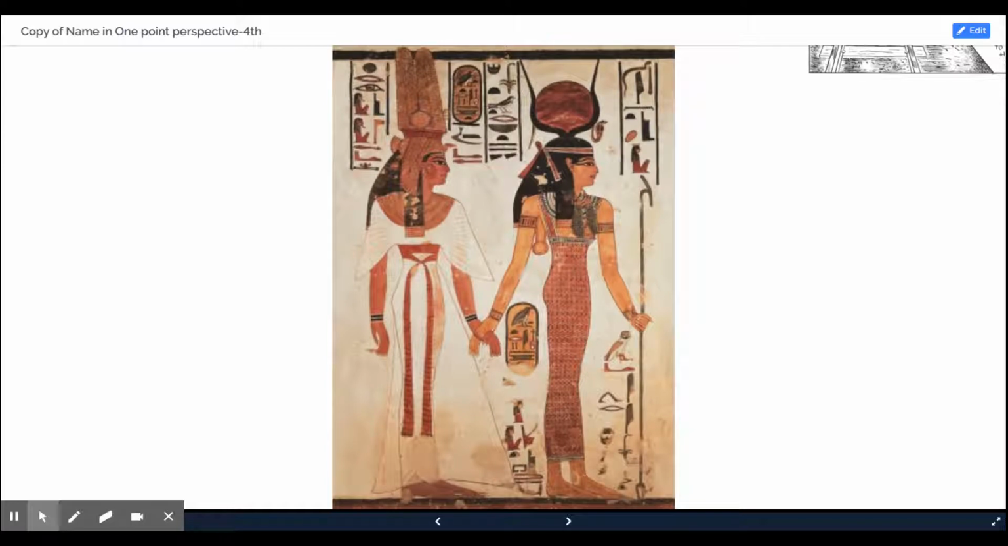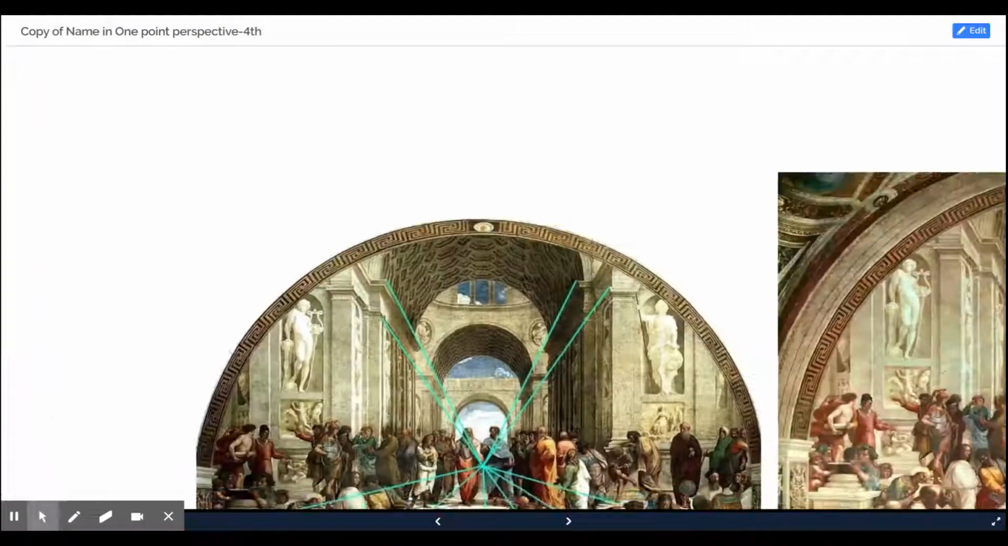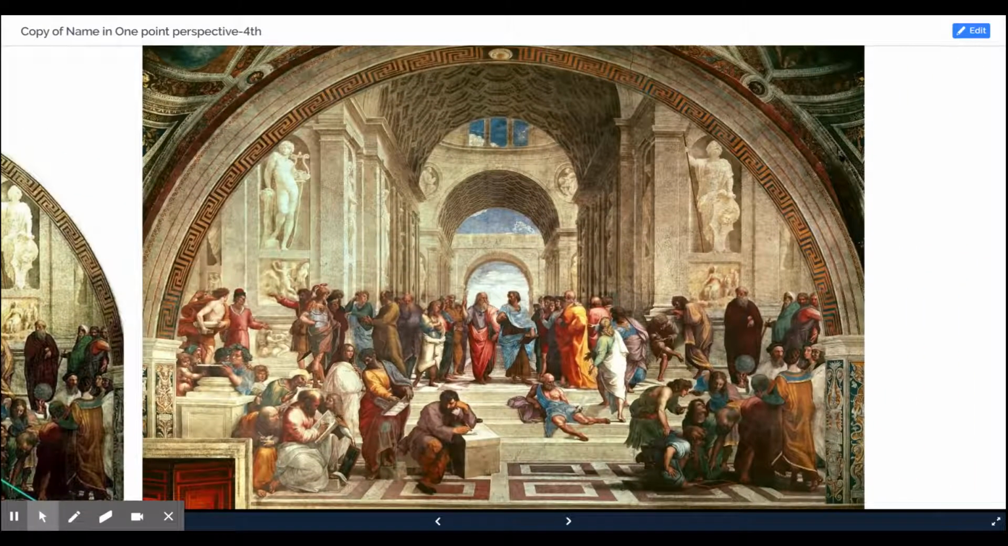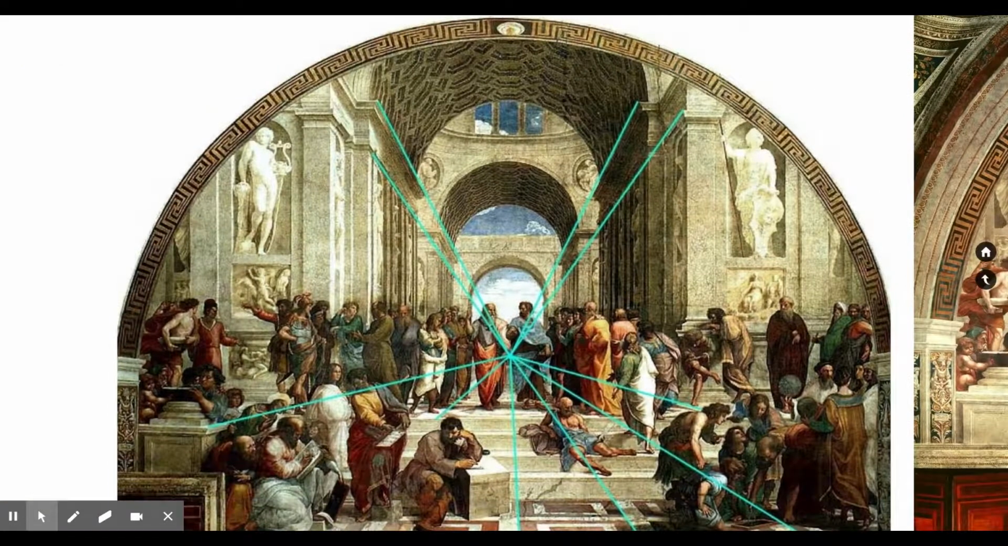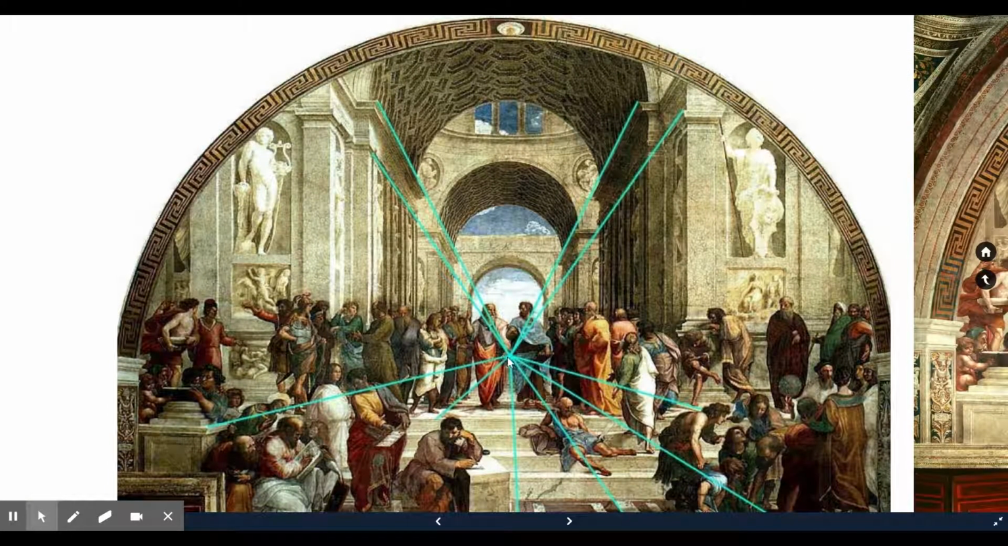Now, even though Egyptians were really, really smart and designed some amazing things, they did not really understand how to draw in 3D. They would draw everything flat, either from the front or the side. But later on, artists learned how to draw something in 3D, drawn in one-point perspective. And you can see in this next screen where the vanishing point is, with all the lines of perspective going to the center.